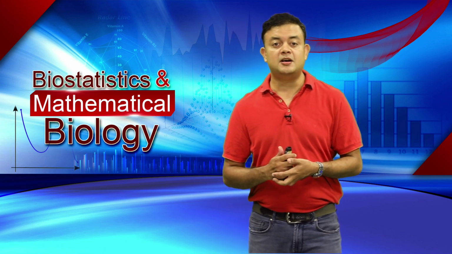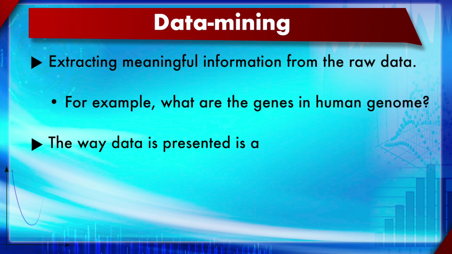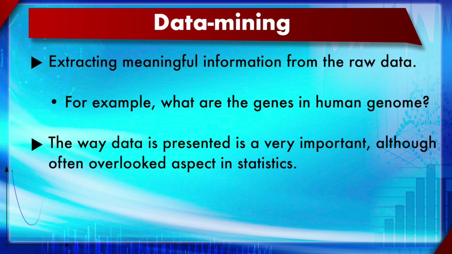So, the term data mining is about extracting meaningful information from the raw data. For example, what are the genes in the human genome? As of now, it is around 25,000 genes. We know it, or up to 30,000, some estimates say up to 30,000. So, this is something called data mining. We are actually mining a large raw data set for meaningful information.